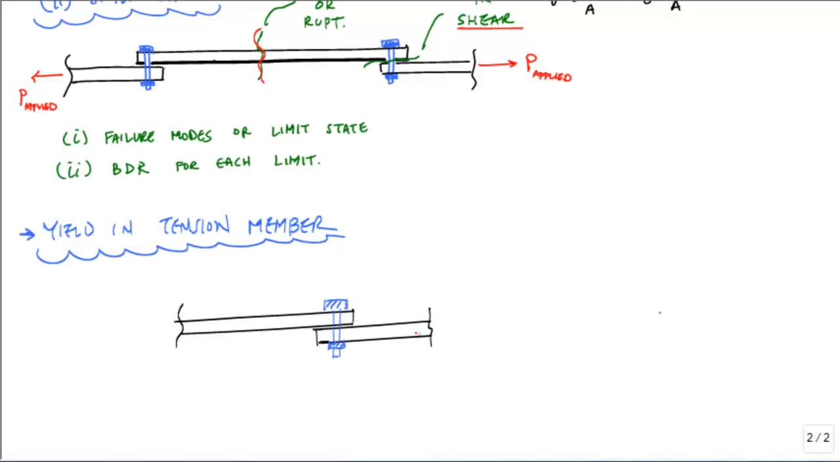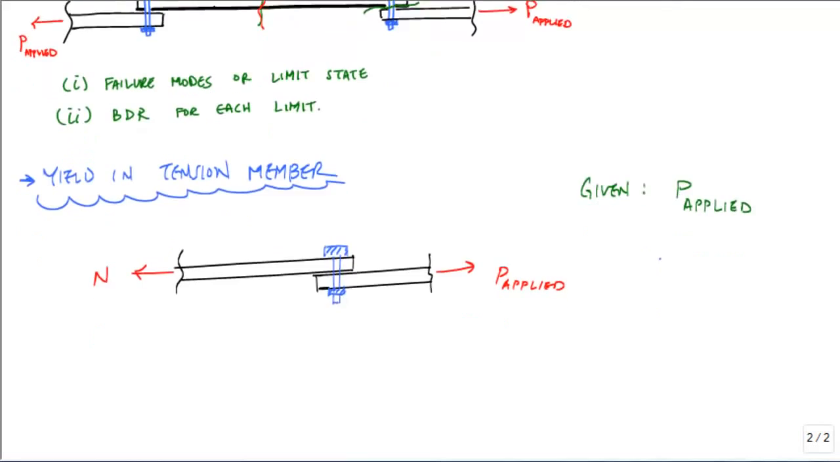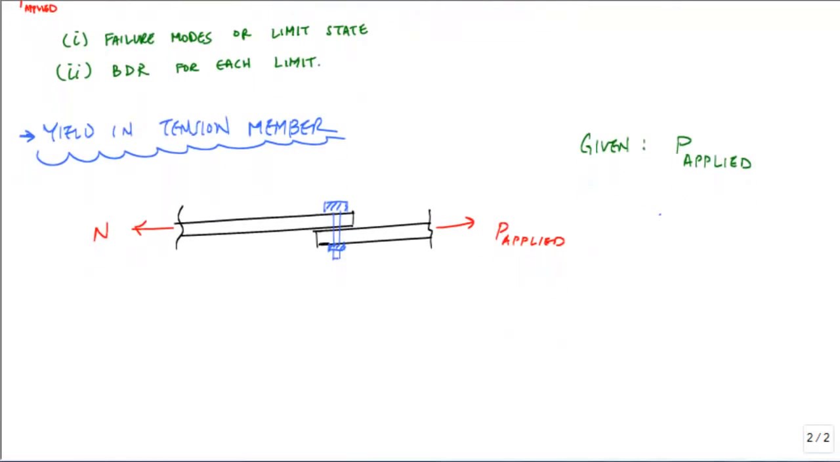So here's what my free body diagram looks like, and I have my force applied here, my applied axial loading, and here I'm going to have an internal force N. Essentially in this problem, we're given P applied, and what we want to do is find the cross-sectional area of the bar, or we're going to design the cross-sectional area of the bar for this limit state, so for yielding in the tension member.